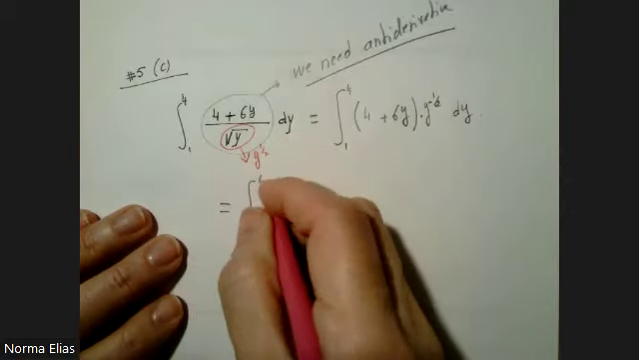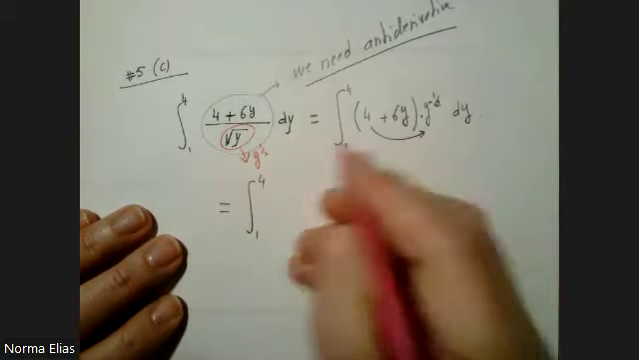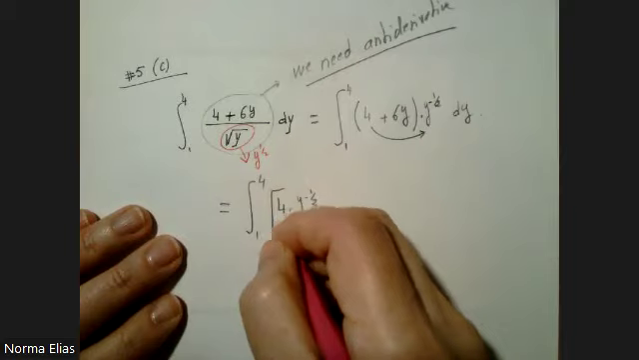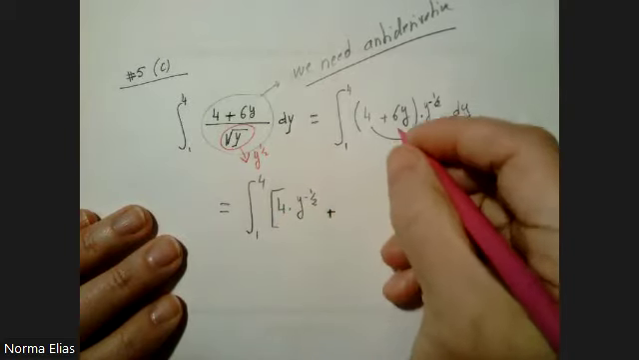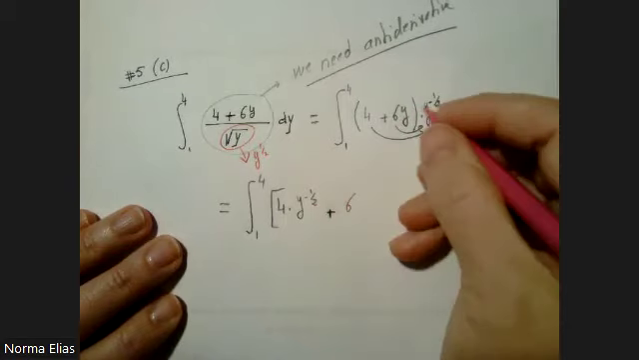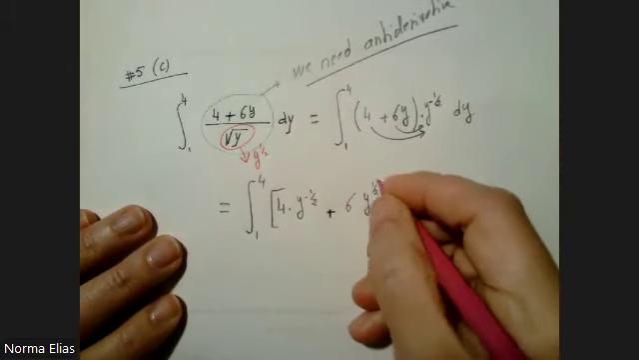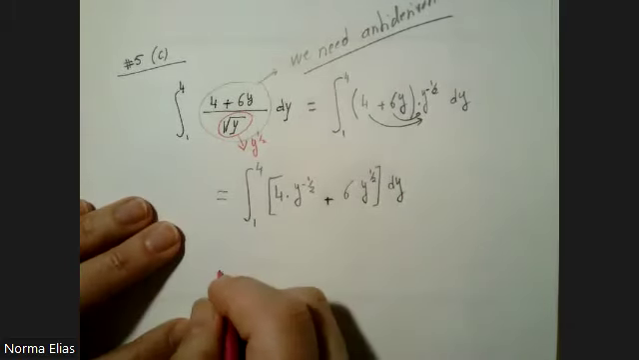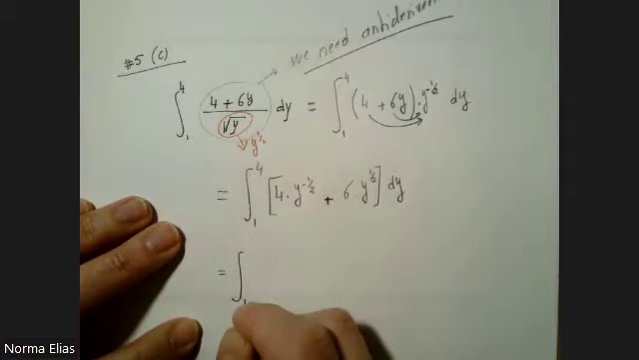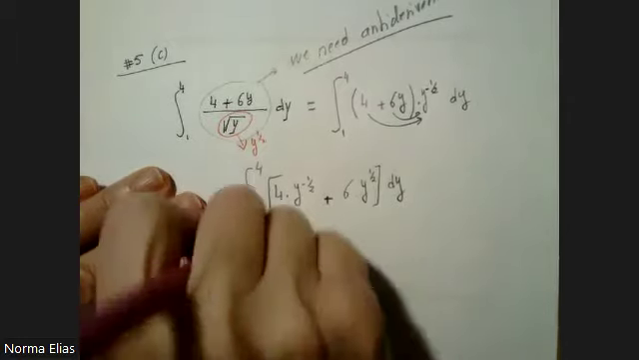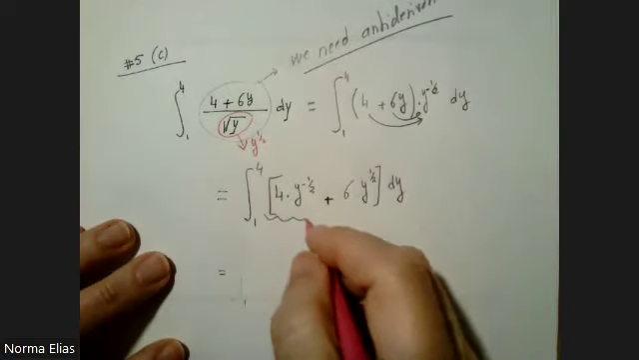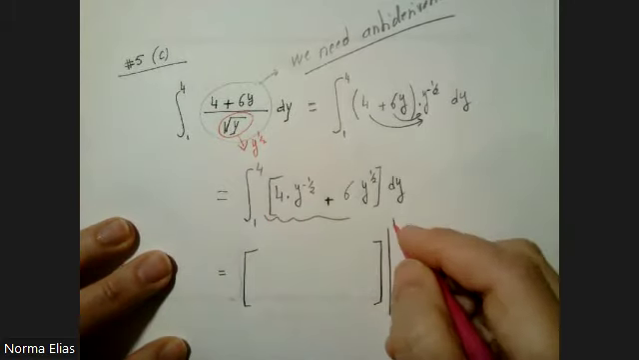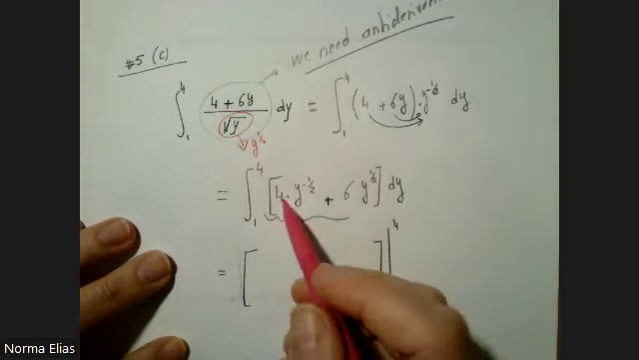Integral, so far I'm getting ready to find the antiderivative. 4 times y to the minus a half plus 6 y to the half, the whole thing dy. Now we are ready to find the antiderivative. So I'm going to put the big parentheses here, from 1 to 4, and let us find the antiderivative.